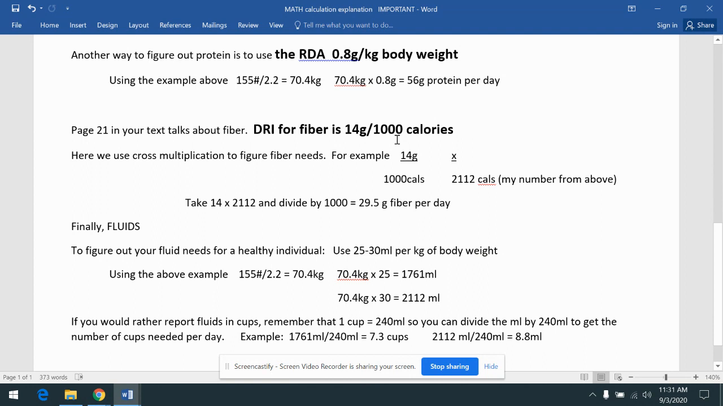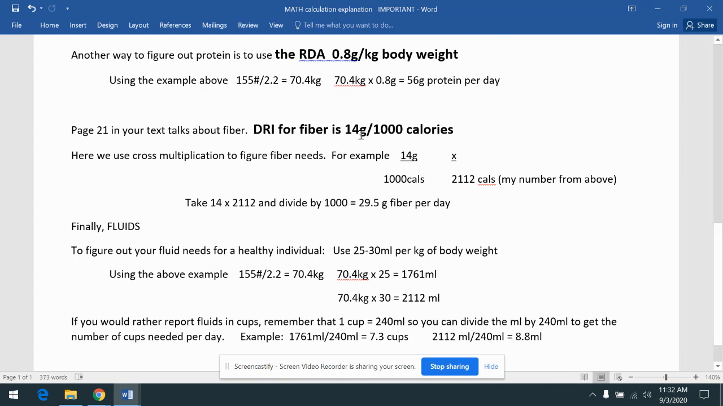Page 21 in your text talks about fiber. The DRI for fiber is 14 grams per 1,000 calories. We can easily figure out how many grams of fiber someone needs by doing some simple cross multiplication. Now, I don't want anybody to freak out when we see this X here, like I hated algebra. This is so simple. You just need to set up the problem correctly.